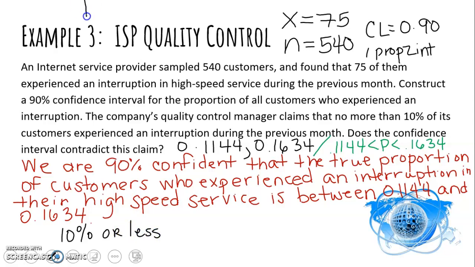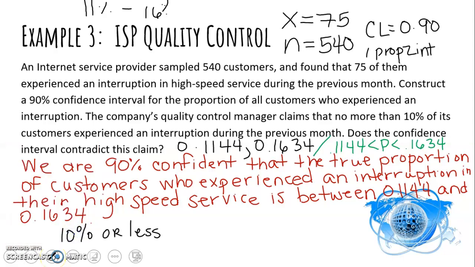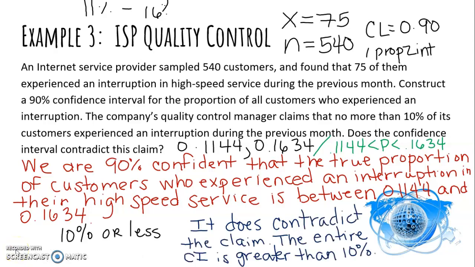The confidence interval is between 11.44% and 16.34%. So that's not less than 10. That whole thing is greater than 10. The entire confidence interval is greater than 10. So what that means is it does contradict the claim, because the entire confidence interval, I just wrote CI for short, is greater than 10%.